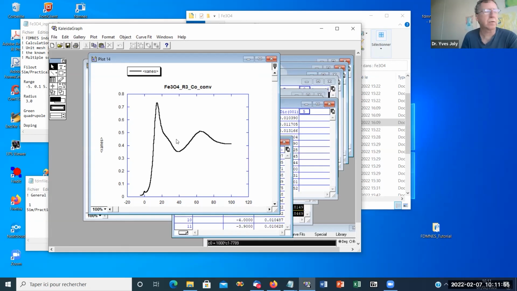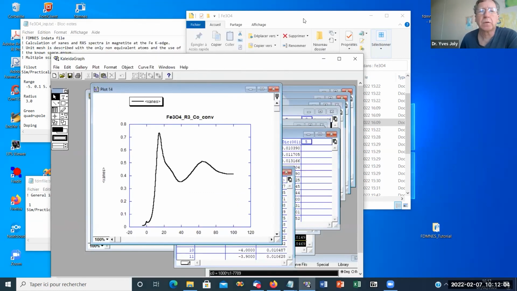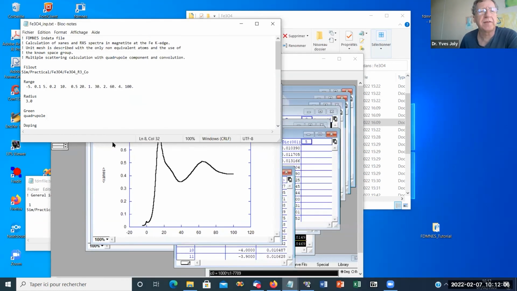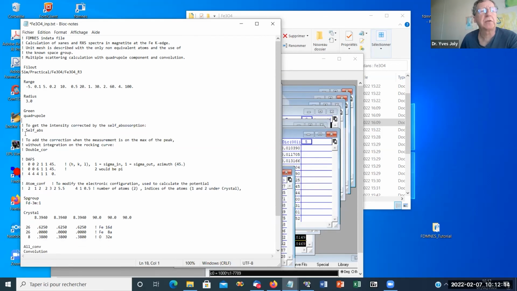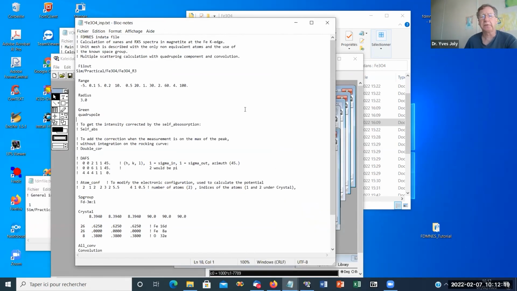Now maybe some words on how to improve a calculation in general. So, for example, I'm here with my element. I've calculated iron. I'm not so happy with the result.